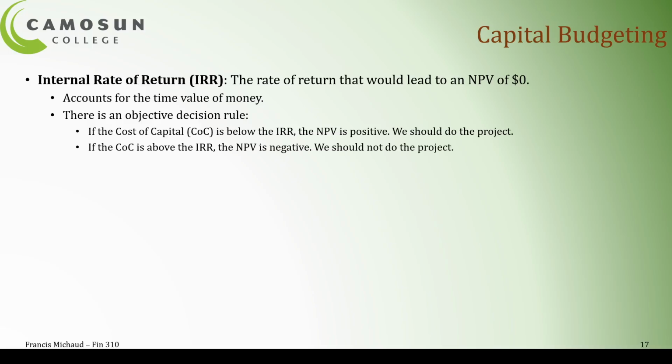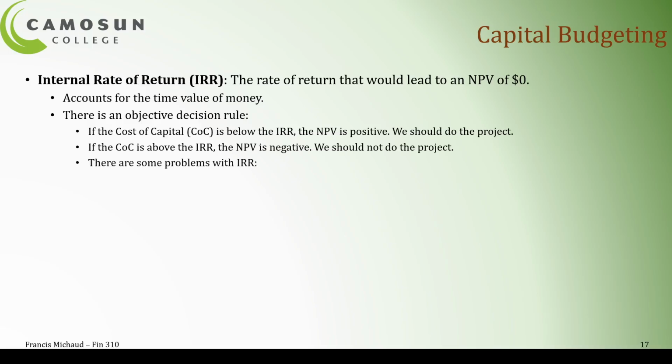If we have the other case, if your cost of capital is above the IRR, then the NPV will be negative. So you shouldn't accept the project. So we have an objective decision rule, which is based on comparing the IRR to the cost of capital for the firm.